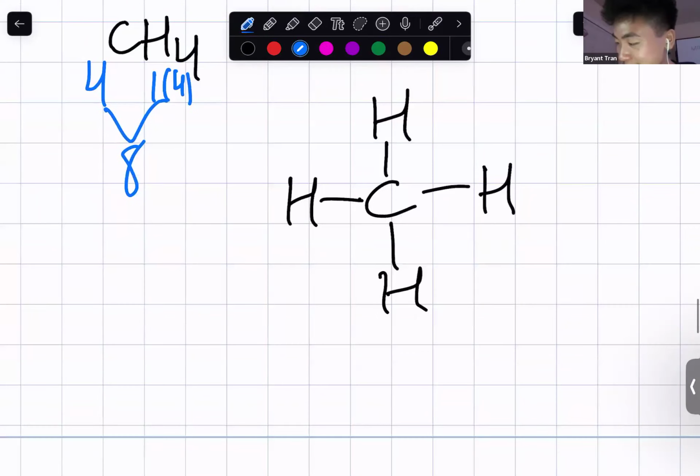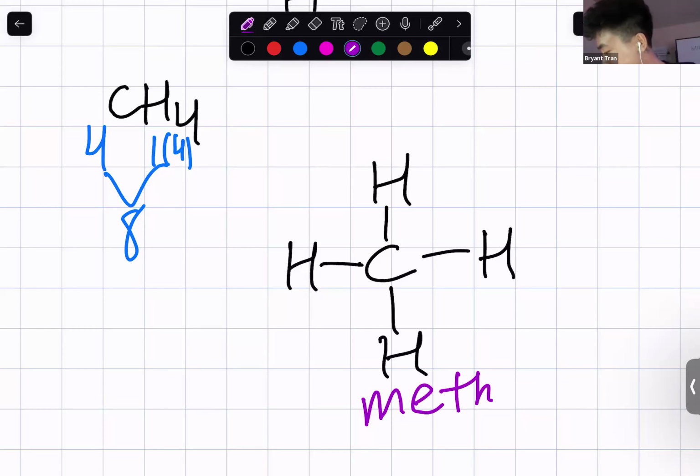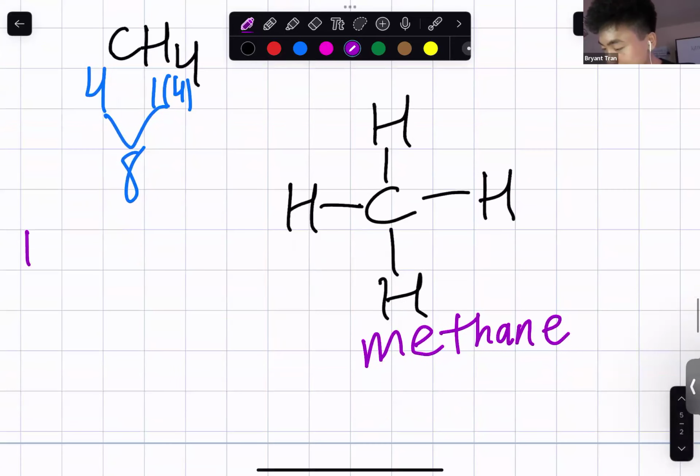How many carbons do you see here? 4 hydrogens, but 1 carbon. And the prefix for 1 carbon is meth. Does that sound familiar? So this right here would be meth. Methane. Let me make sure. Methane, just in case. Yeah, methane is CH4. Correct. Because one is meth.